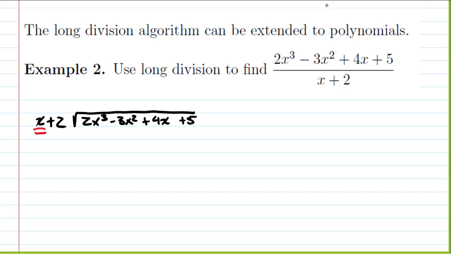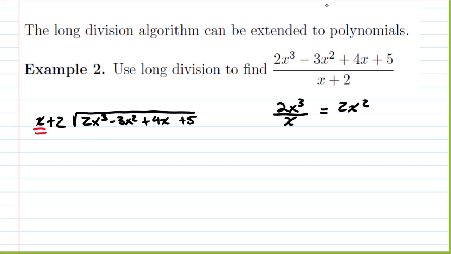So we have x. And we want to ask ourselves the question, how many times does x go into 2x cubed? Or in other words, what is 2x cubed divided by x? So we could write it out, and that actually makes it a little bit easier to see. Well, what is 2x cubed divided by x? Well, if we divide two things with the same base, we subtract their exponents. So we would get 2x squared.